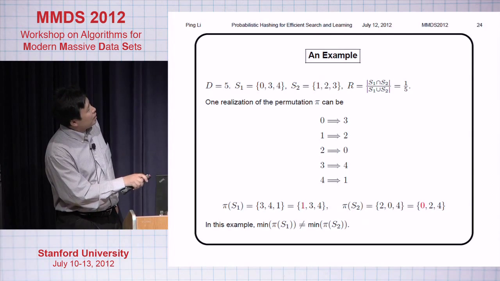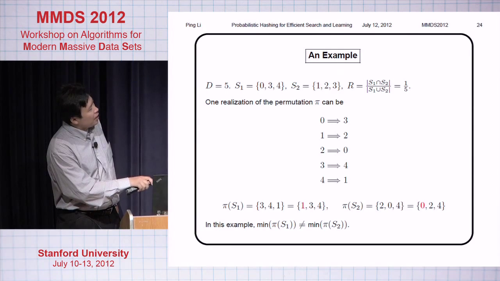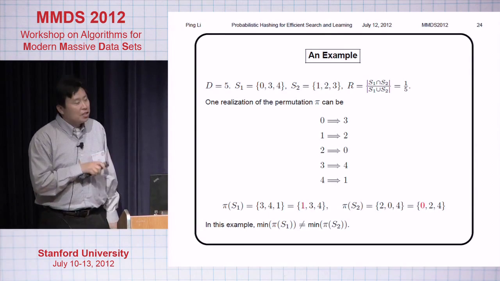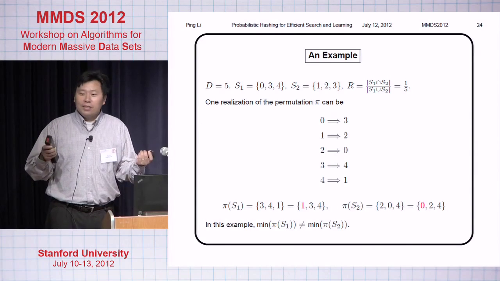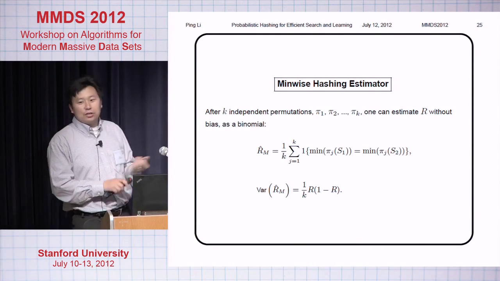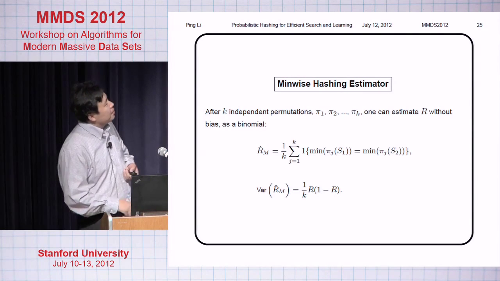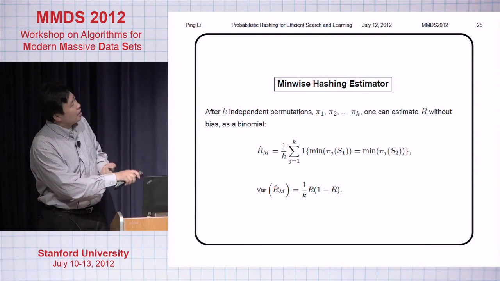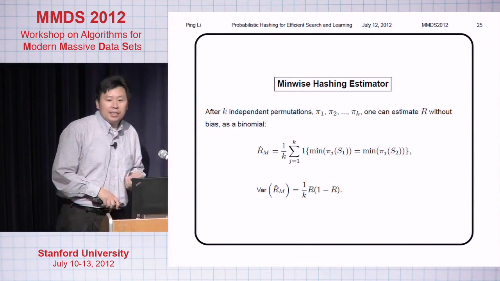So 0 becomes 3, so it's 3. And 3 becomes 4, so 4. So the smallest element is 1. You apply the same permutation to the other set, and the smallest element is 0. So in this case, the two minimums are not equal. They only have a 1/5 chance to be equal. If you redo this k times, for example 500 or 200 or 1,000, it becomes a binomial probability estimation problem. You can write down the estimator from k permutations, and we can compute the variance. So that's a short tutorial about minwise hashing.